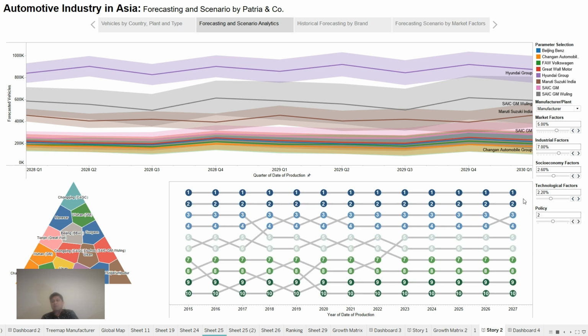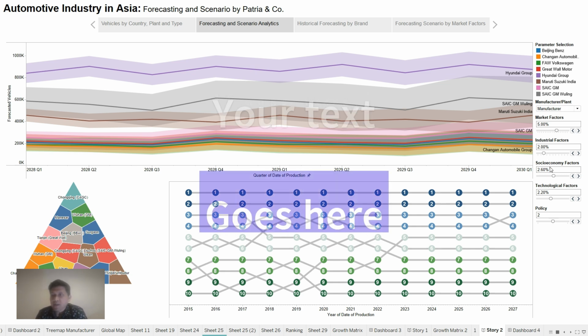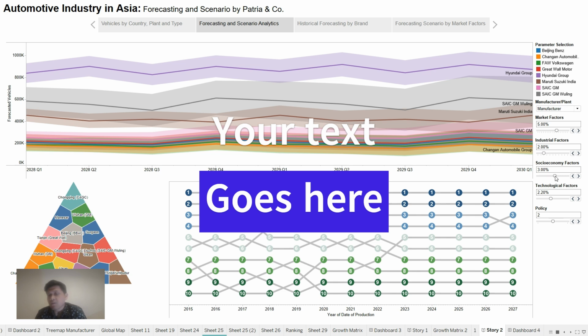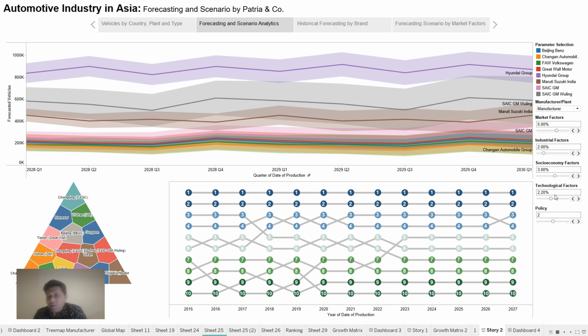One of the interesting features is that we can model the market factors. So if you foresee the market factors aligning with GDP in Indonesia, for instance, at 5%, and for the industrial factor, we're going to use 2 or 3%, you can change these features down to 2%. And the socio-economic factor reflects the consumerism level in the market, and the technological factors aim to cover the effect of EVs and any potential disruption like hydrogen vehicles and so forth.